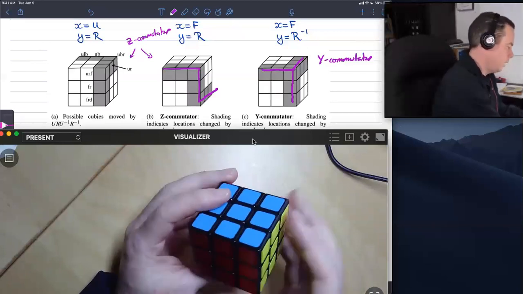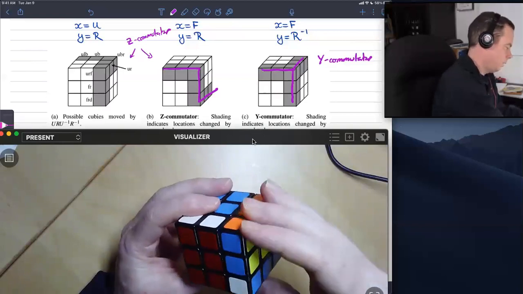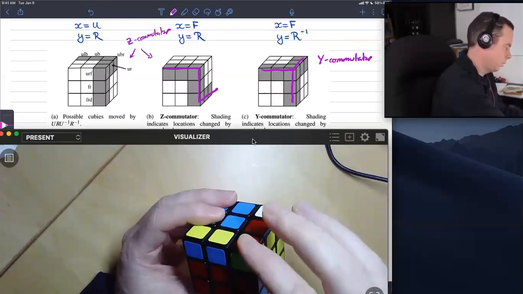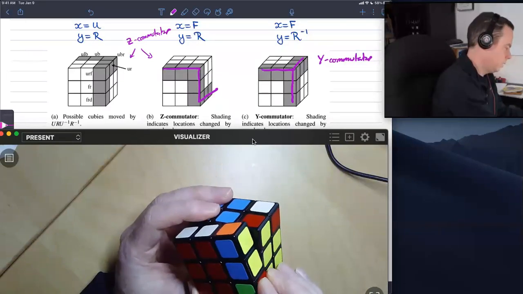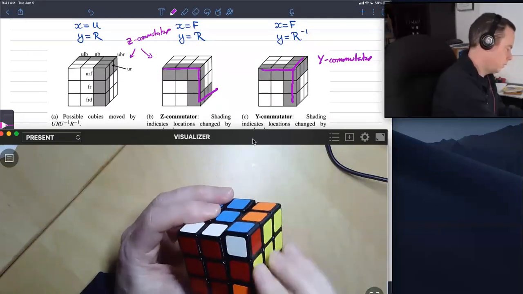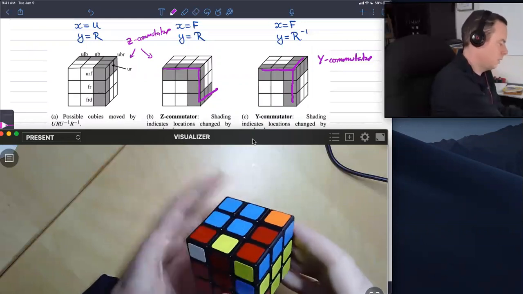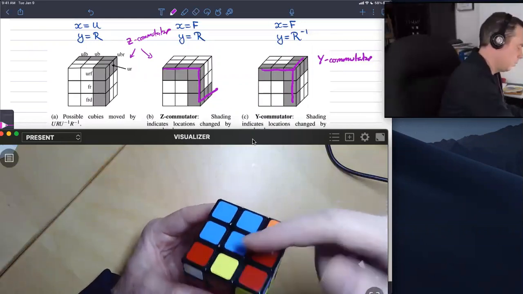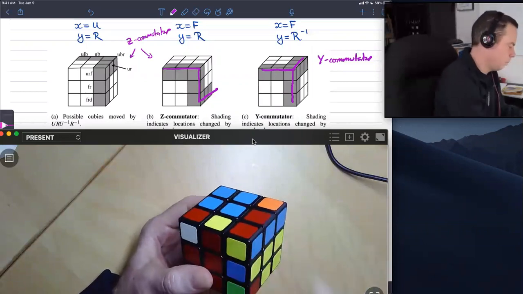We can do it again. So F R inverse, F inverse R. And I'm just going to do it twice. F R inverse, F inverse R. So I've done the commutator twice. Why have I done it twice? Because now the corners were a swap and a swap back.